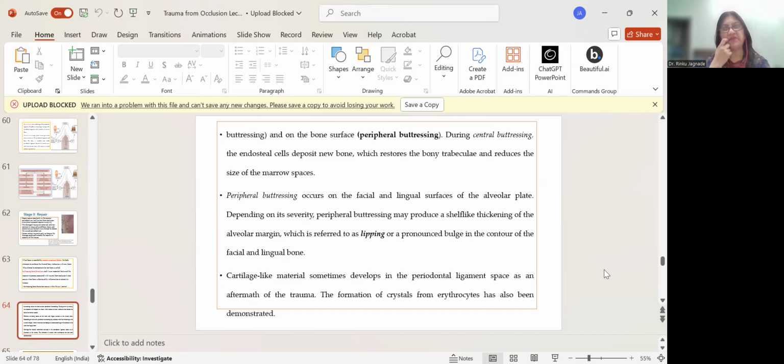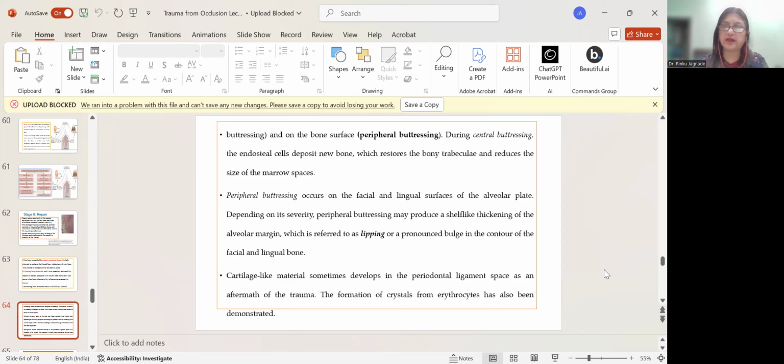So, in an attempt at repair, what happens if the formation of new bone occurs inside the mandible? It is known as central buttressing bone formation. And when this occurs on the facial and lingual surfaces, it is known as peripheral buttressing. And when peripheral buttressing occurs, it may lead to formation of shelf-like thickening of the alveolar margins. This is known as lipping, or a pronounced bulge or contour which occurs on the facial and lingual bone.